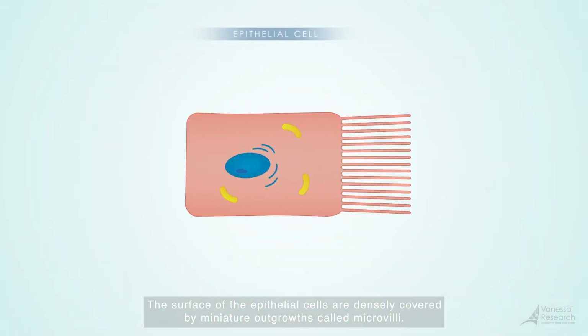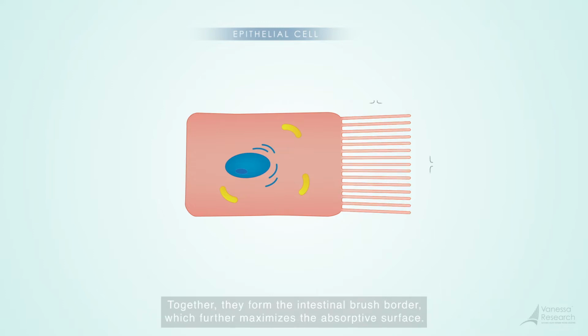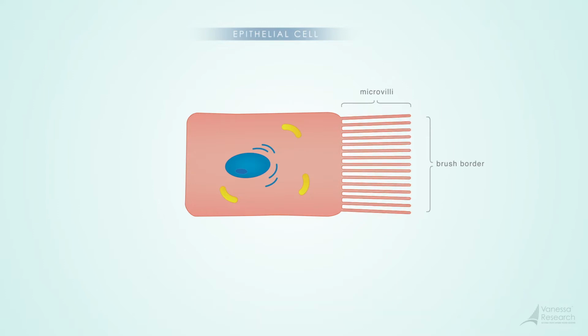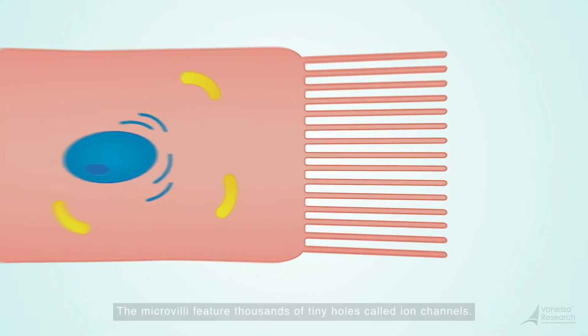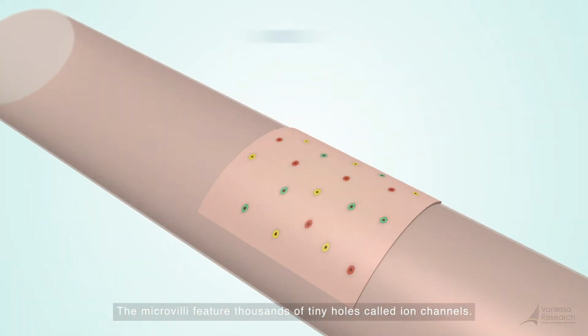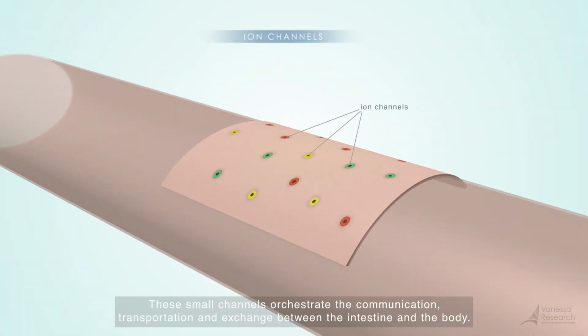The surface of the epithelial cells is densely covered by miniature outgrowths called microvilli. Together, they form the intestinal brush border, which further maximizes the absorptive surface. The microvilli feature thousands of tiny holes called ion channels. These small channels orchestrate the communication, transportation, and exchange between the intestine and the body.